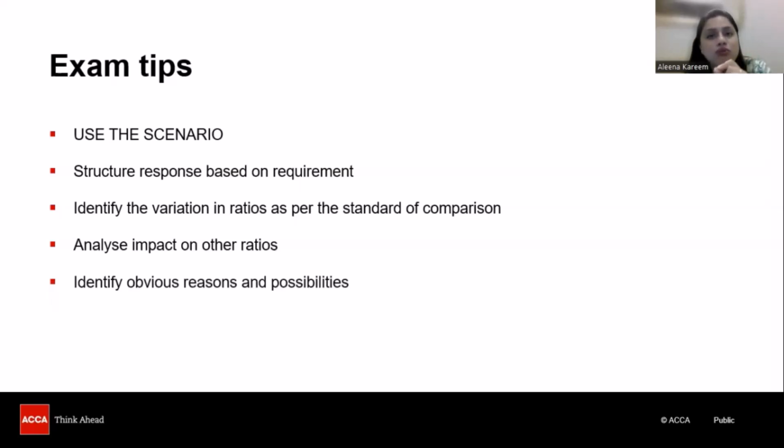Identify the obvious reasons first. What are the reasons? What are the obvious reasons from the scenario which are there for that change in ratio? And then you can say that maybe there is a possibility of this also happening.